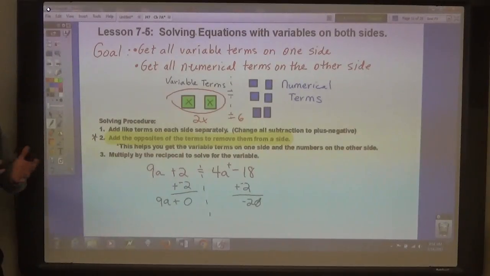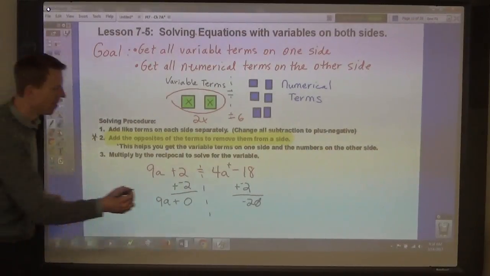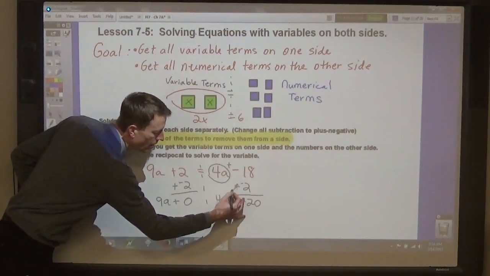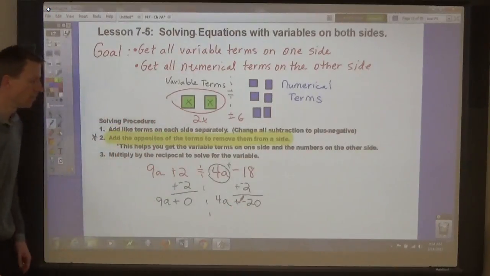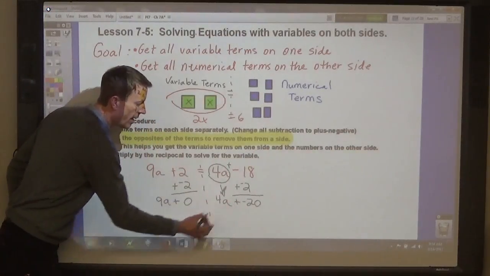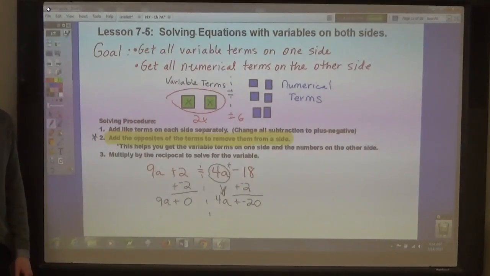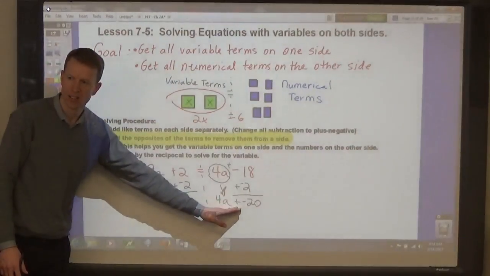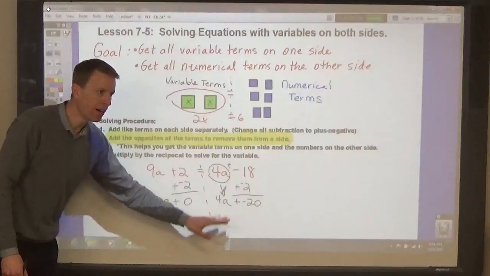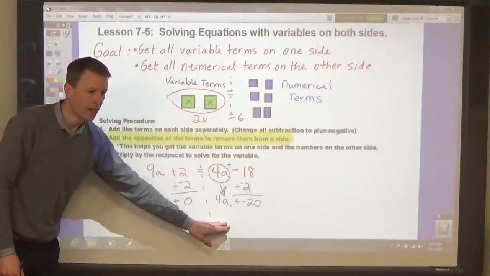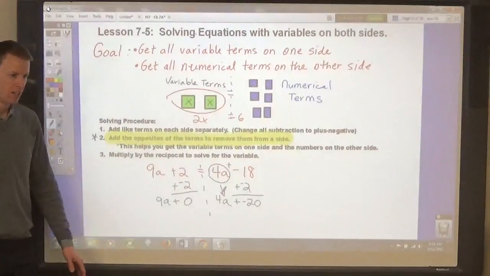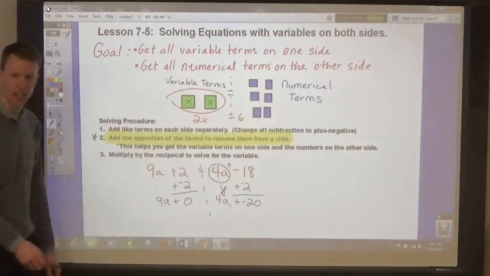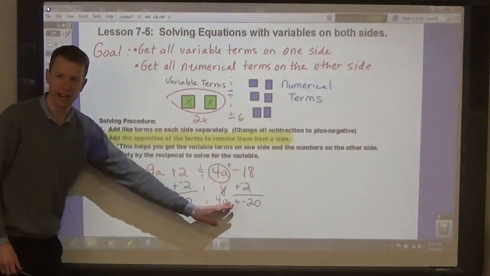Alright? We're not done yet. Keep writing. On this side, though, we still have the 4a over here, right? We have 4a plus negative 2. We didn't do anything to the 4a to get rid of it. So we have 9a over here, we have 4a over here. What if we could get rid of the 4a on this side, so that we just had the a's over on the left side? What would we do to get rid of the 4a?